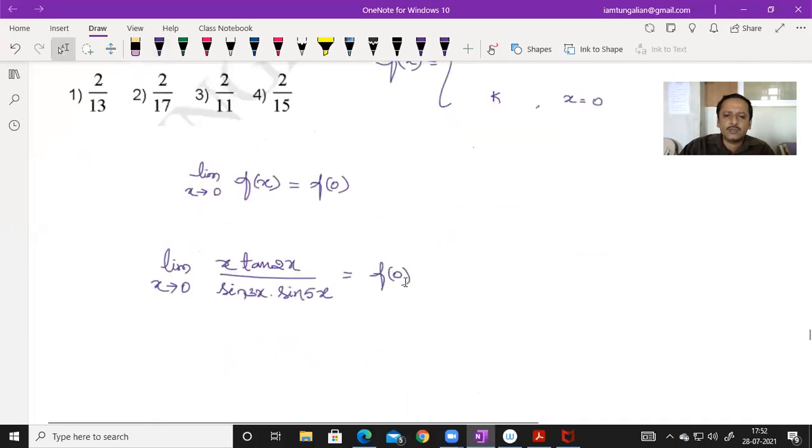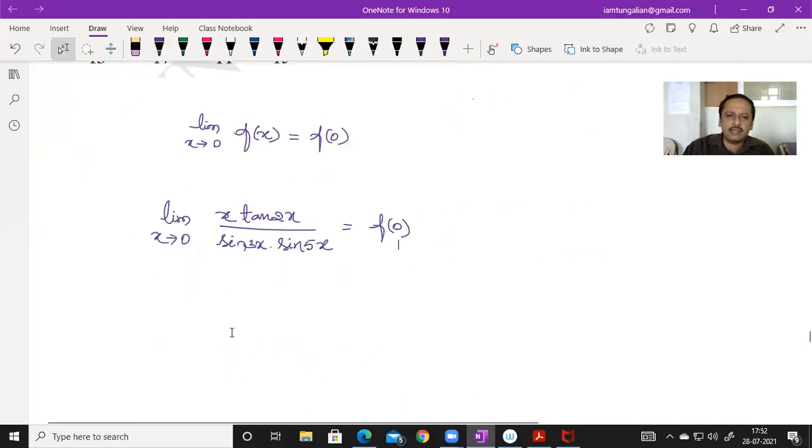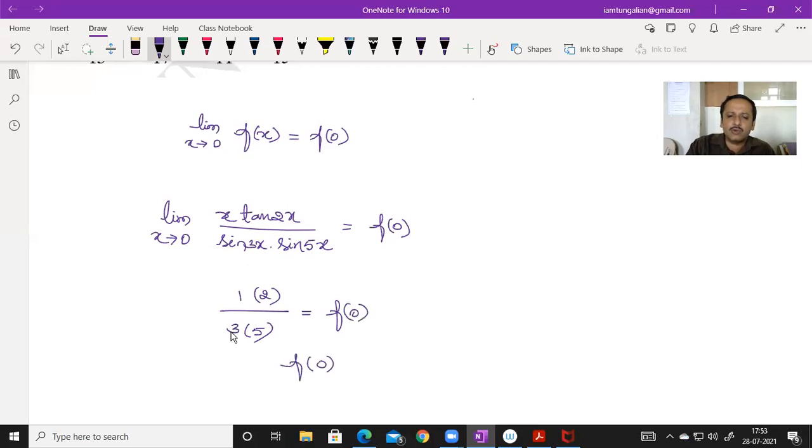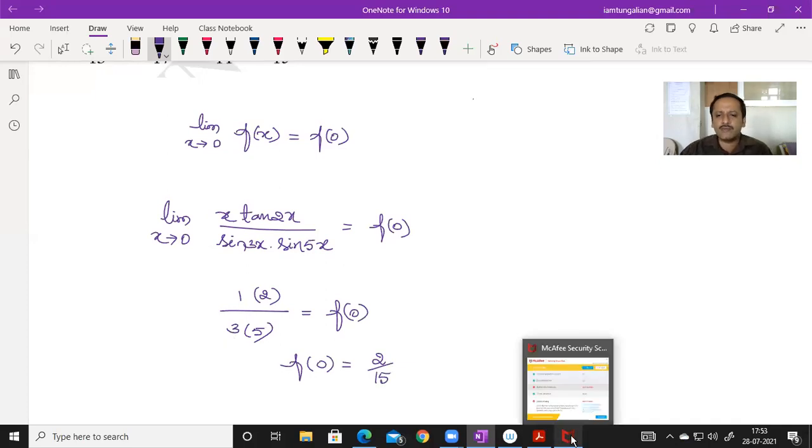Okay. So you know how to evaluate this limit. Directly you can write 1 into 2 divided by 3 into 5. When you have a linear function, and tan, sine, any of those, sine, tan, and linear, then directly we can write the coefficients in this way. 1 into 2 divided by 3 into 5. That will be f of 0. So f of 0 is equal to 2 by 15. 2 by 15 is the answer.